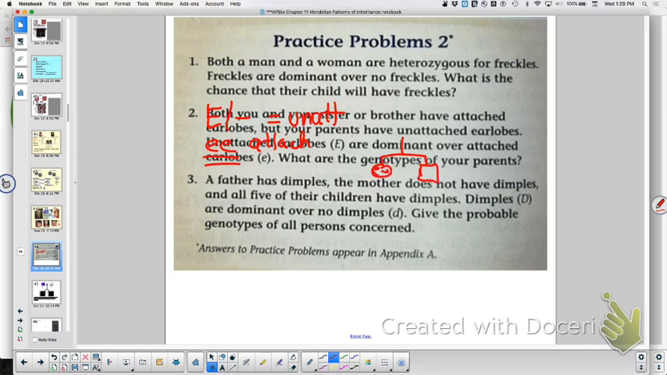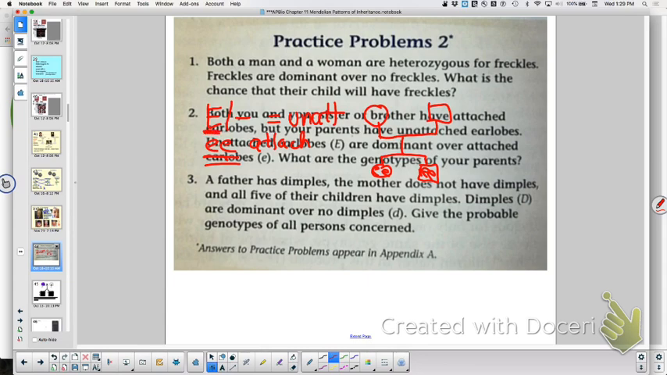They have to be little e because they have what kind of earlobes? Attached. And attached is little e. So what are their parents? Well, here's mom, here's dad. What did it tell me about your parents? But your parents have unattached.